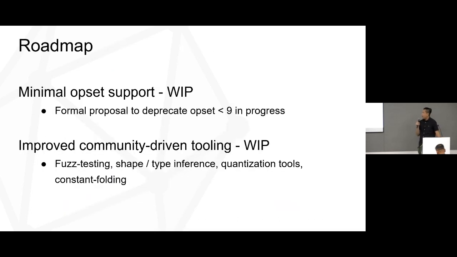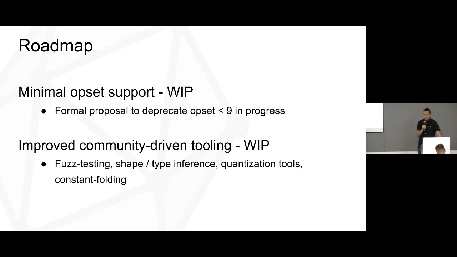Finally, for the roadmap, this has been something on our radar for a while. As the ONNX spec improves and converters improve as well, we want a minimum opset support for our converters, because it doesn't make sense to support every single possible definition as the operator set improves. And finally, we want to improve community-driven tooling.